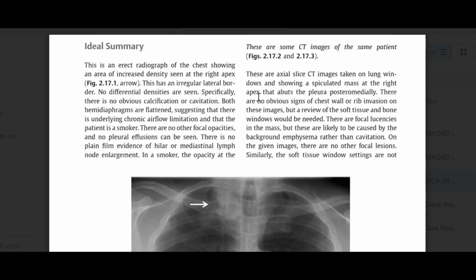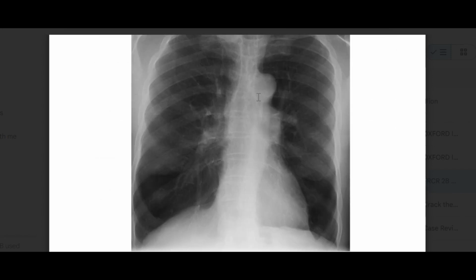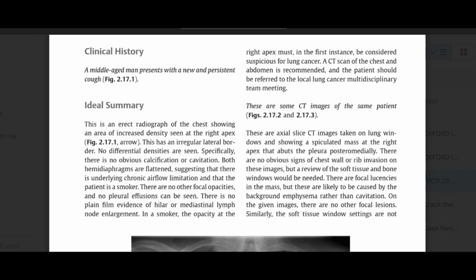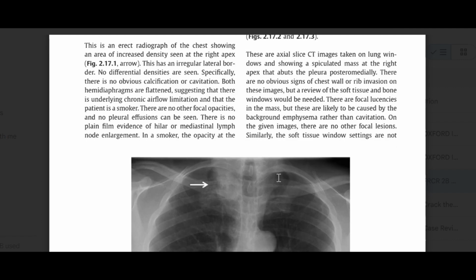This is an example of a Pancoast tumor case. A middle-aged man presents with a new and persistent cough. The erect radiograph of the chest shows an area of increased density at the right lung apex. This has an irregular lateral border.